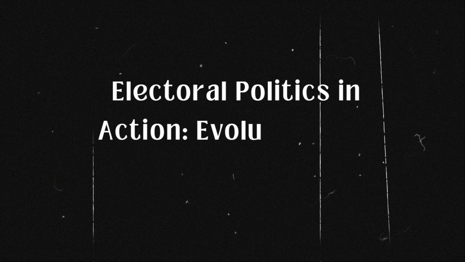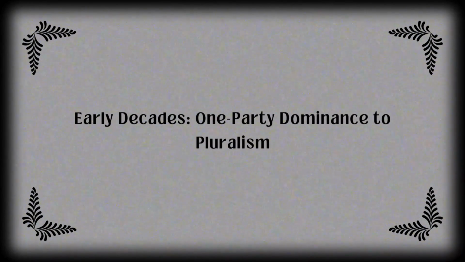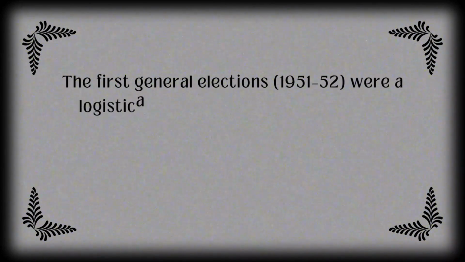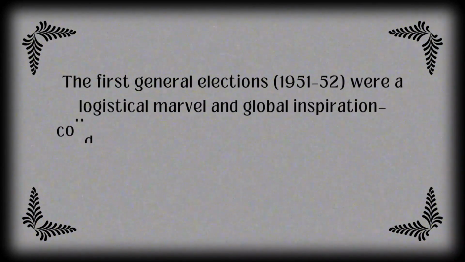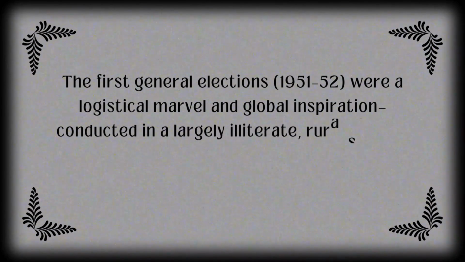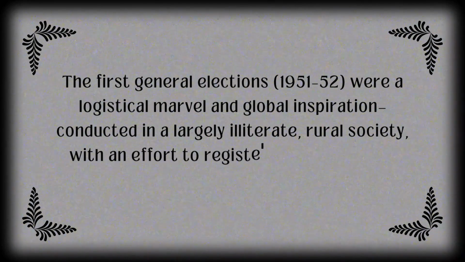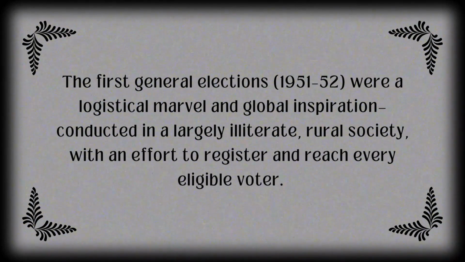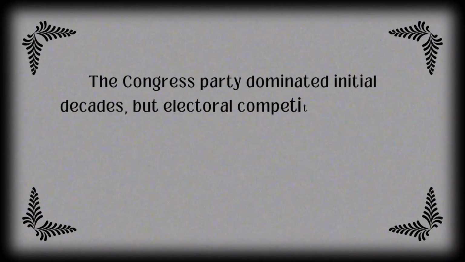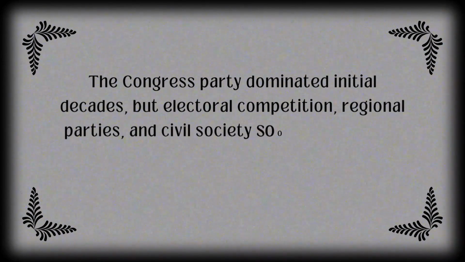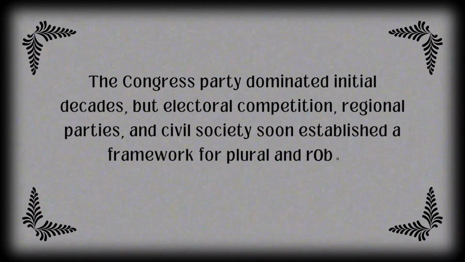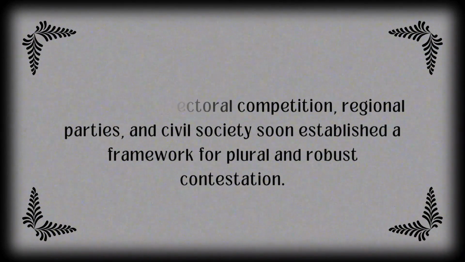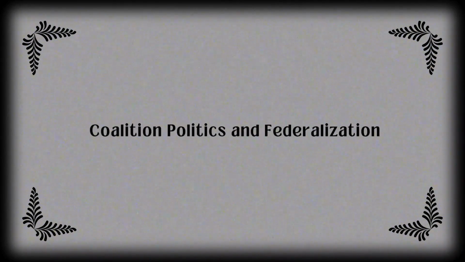Electoral politics in action, evolution and challenges. Early decades, one-party dominance to pluralism. The first general elections, 1951 to 52, were a logistical marvel and global inspiration, conducted in a largely illiterate rural society with an effort to register and reach every eligible voter. The Congress Party dominated initial decades, but electoral competition, regional parties, and civil society soon established a framework for plural and robust contestation.